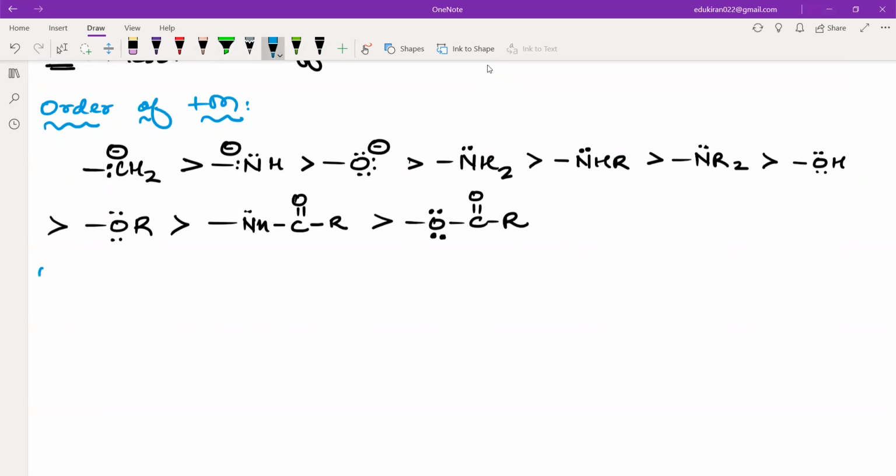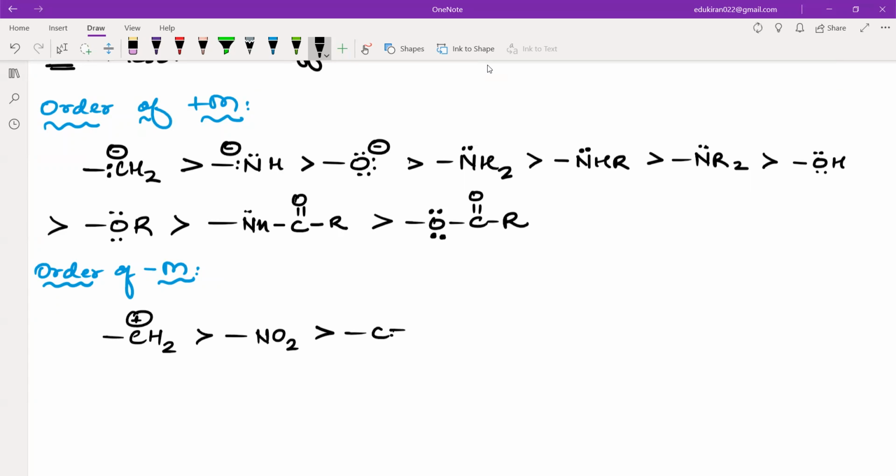Let's write the order of minus M. First of all, obviously, CH2 positive. This will be followed by NO2 in neutral, followed by nitrile group. This will be followed by carboxylic acid.